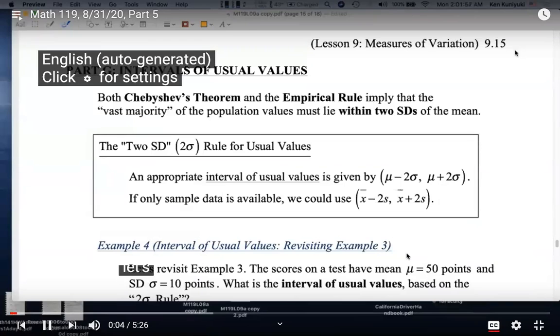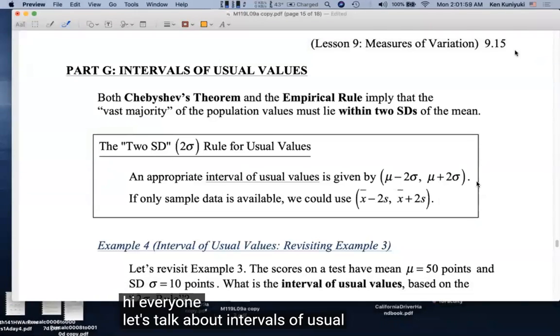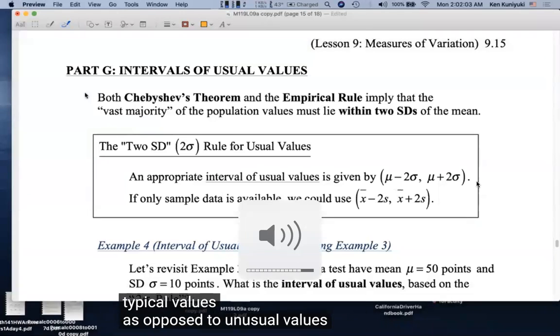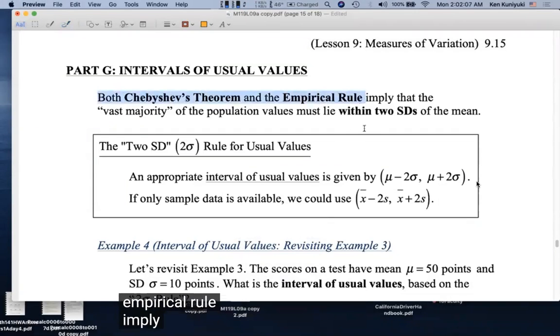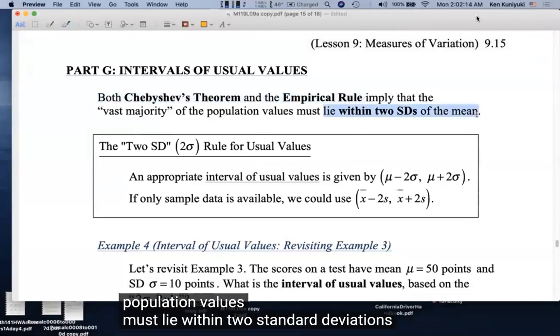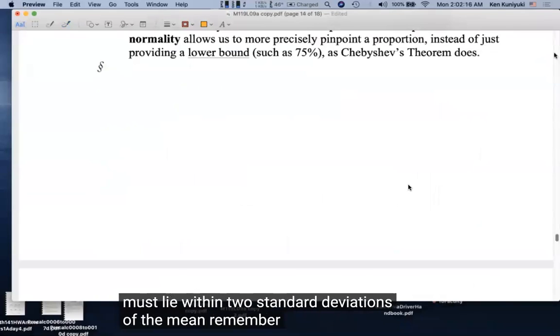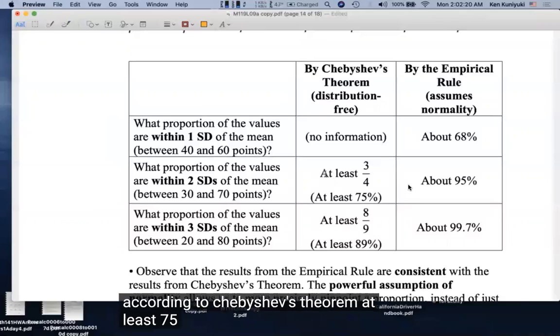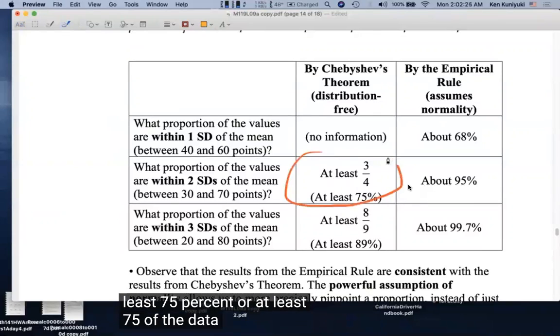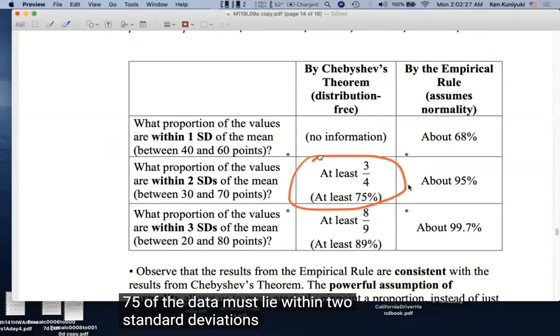Hi, everyone. Let's talk about intervals of usual or typical values, as opposed to unusual values. Now, both Chebyshev's theorem and the empirical rule imply that the vast majority of the population values must lie within two standard deviations of the mean. Remember, according to Chebyshev's theorem, at least 75% of the data must lie within two standard deviations of the mean.